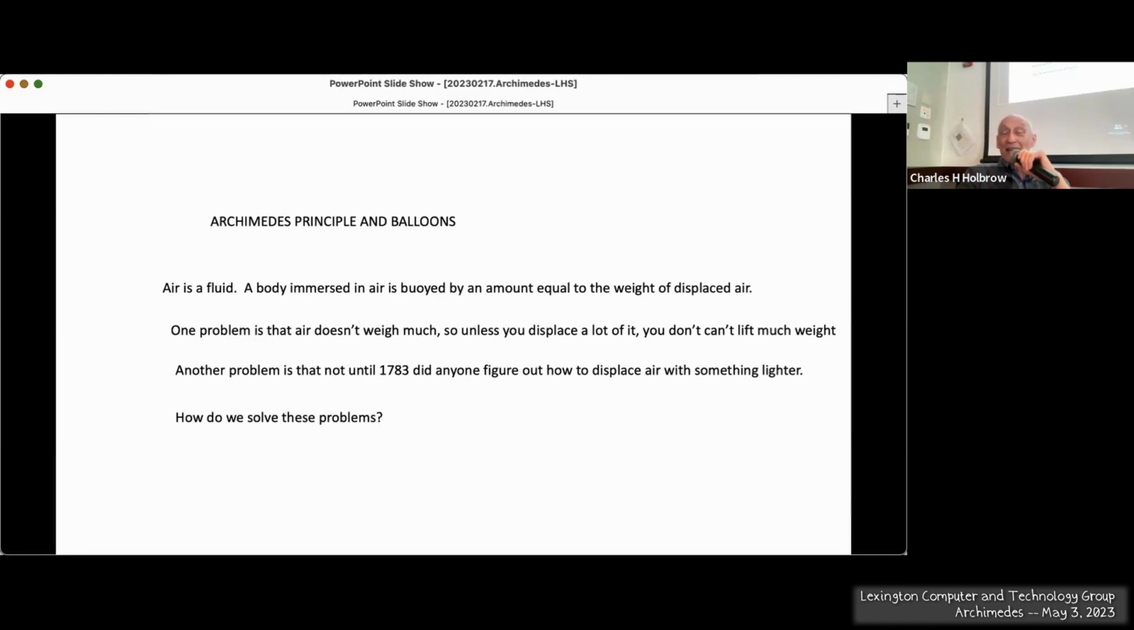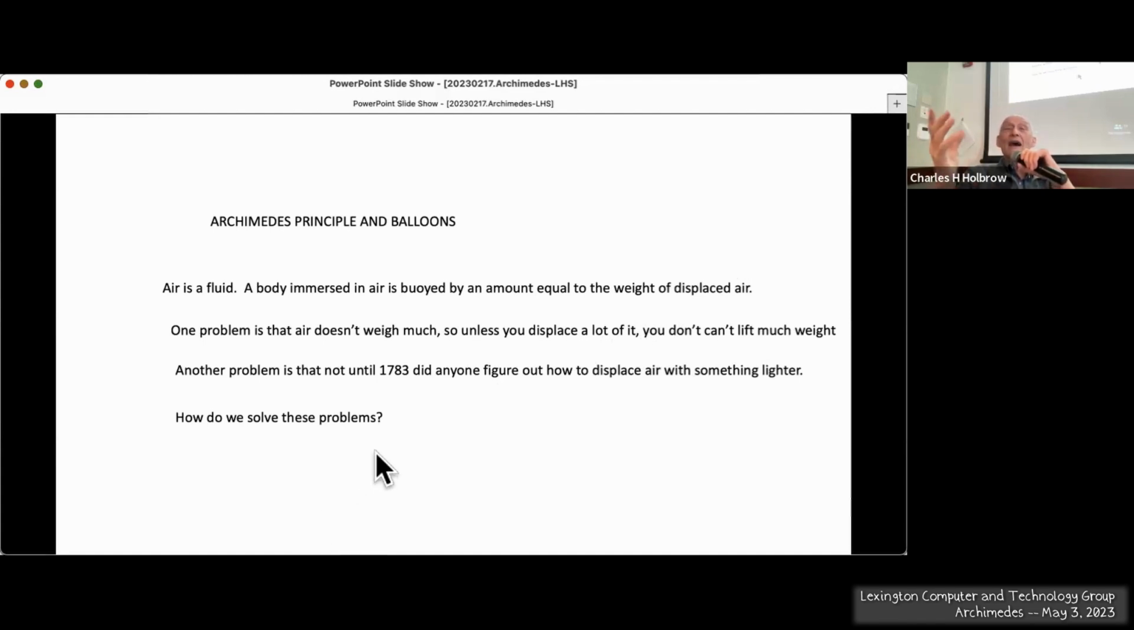One problem is that air doesn't weigh much. So you have to displace a lot of it if you want to lift something big. Another problem is that not until 1783 did anyone figure out how to displace air with something light enough. It turned out to be hot air, to get you up. So that was the first traveling balloons.